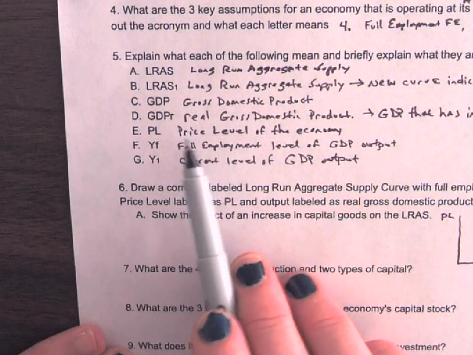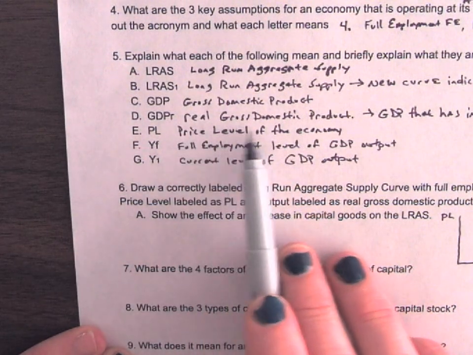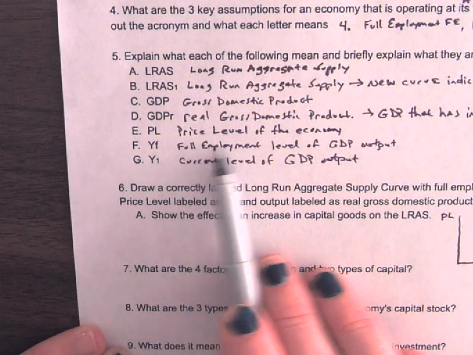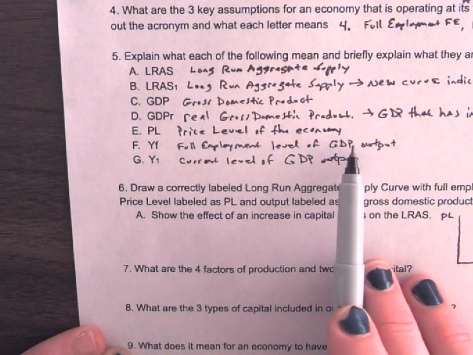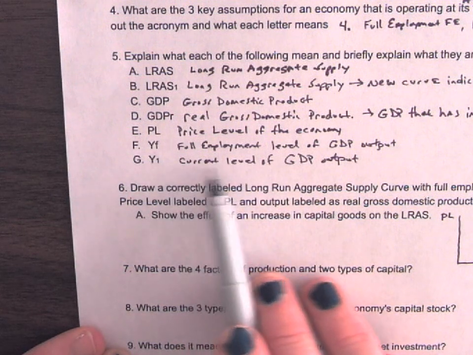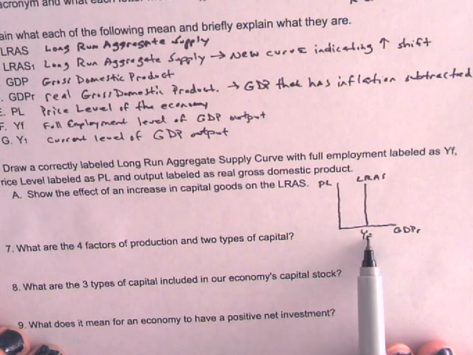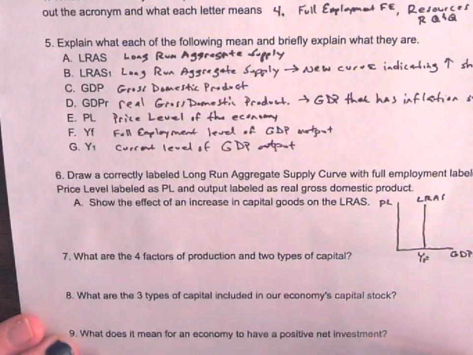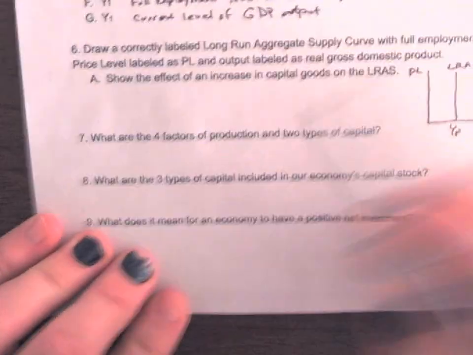Okay. PL stands for price level of the economy. YF is full employment level of GDP output. Y1 would be current level of GDP output. So on this graph, if we had YF right here, that would be our full employment. And that's where I got to. So I'm going to continue drawing these out as I go for you to see as well.